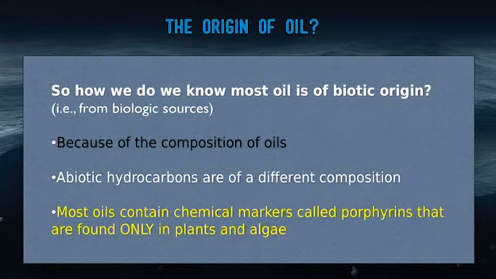Abiotic hydrocarbons, that is from non-biologic sources, have a different composition to the oils and petroleums of the majority that we find. Most oils contain chemical markers called porphyrins that are found only in plants and algae. So let's explode the myth that when you load up your gas tank with fuel to drive your car, you have your great-great-great-grandmother in your crankcase.